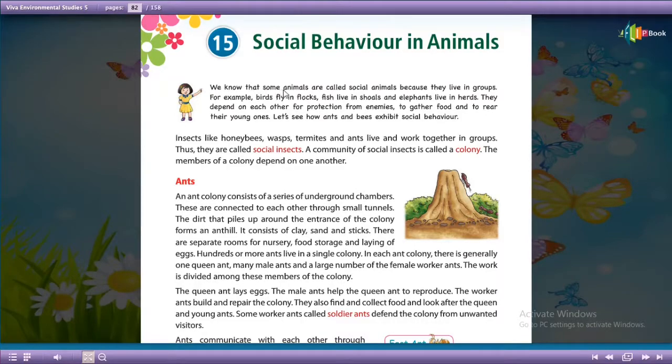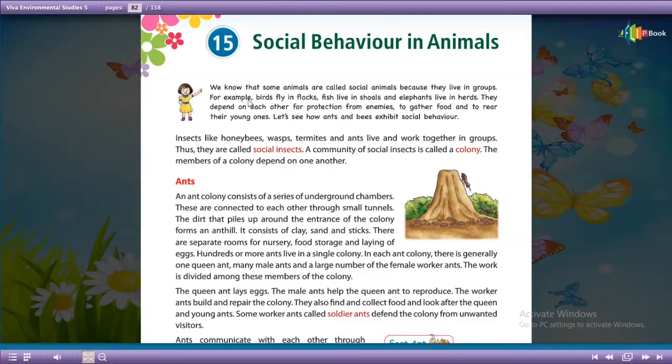We know that some animals are called social animals because they live in groups. Boys, some animals are called social animals because they are living in a group. When they go searching for food or for any other purposes, they go in a group.